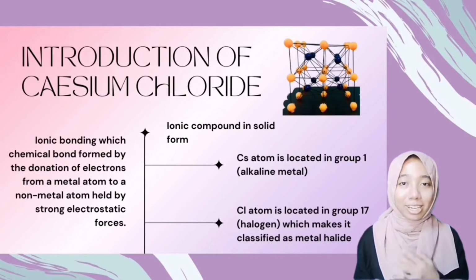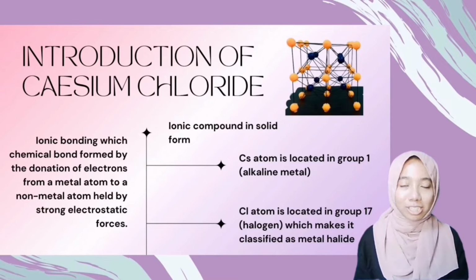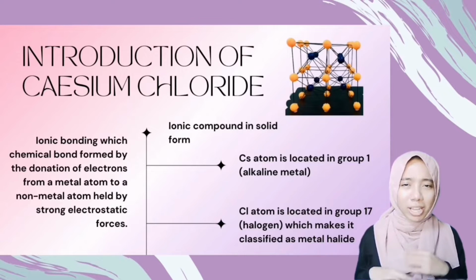Thank you, Fatimah. Now, I will present the introduction of caesium chloride. Caesium chloride is an ionic compound in solid form. It has ionic bonding, which is a chemical bond formed by the donation of electrons from a metal atom to a non-metal atom, held by strong electrostatic forces. The caesium atom is located in group 1, which is alkali metal, while the chloride atom is located in group 17, which is halogen, which then makes it classified as a metal halide.